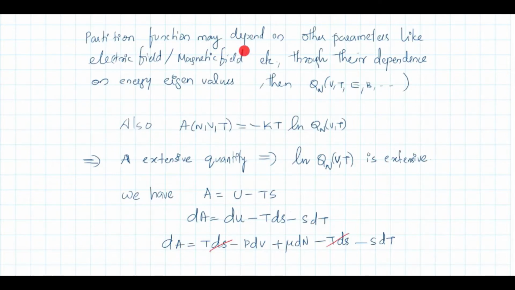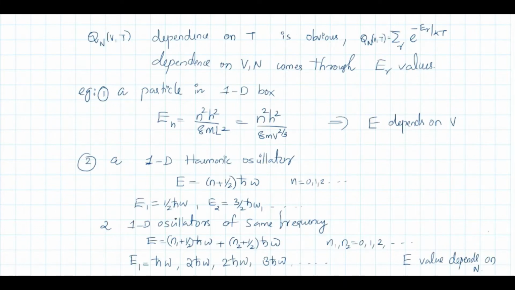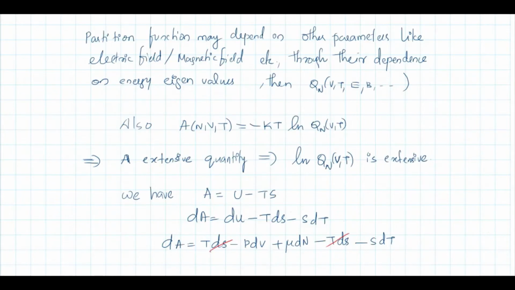Now, partition function may also depend on other parameters like, say, the strength of electric field or strength of magnetic field, etc. because they can alter the energy eigenvalues. Anything which can alter the energy eigenvalues can come in the argument of this partition function. So, it can depend on strength of electric field or strength of magnetic field, etc. And then this Qn can be written as a function of V, T, E, B, etc. Okay, so that is the dependence of a partition function on different quantities.